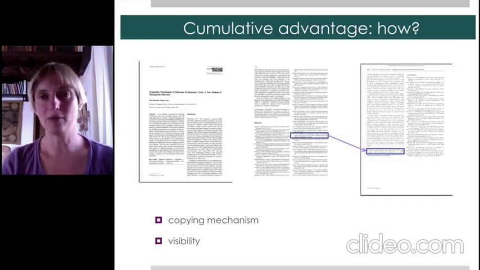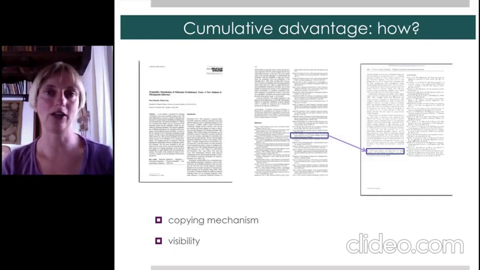Now, there could be other mechanisms. For example, the better cited a paper is, the more likely it is that the authors are invited to give talks, which in turn means that more people find out about the paper, etc., etc. So that's one possible preferential attachment mechanism.